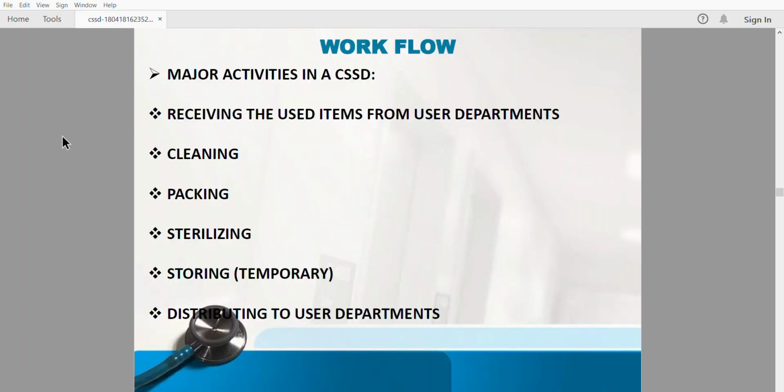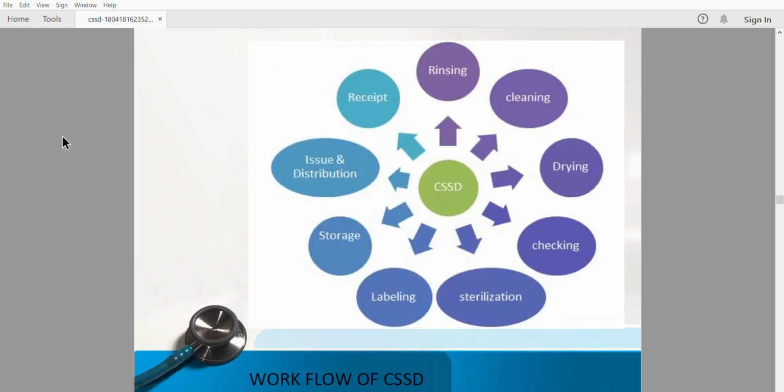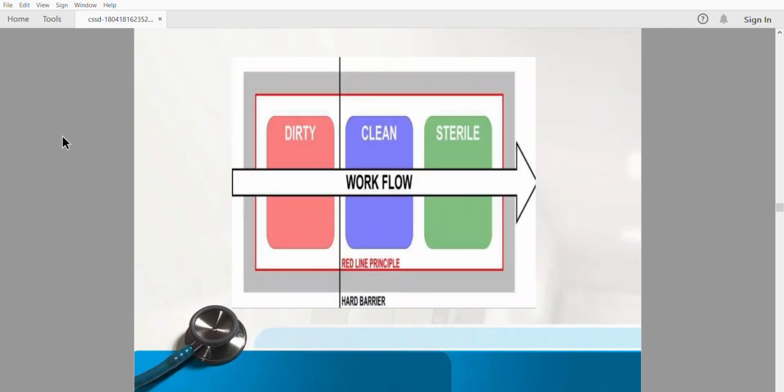Workflow. Major activities in a CSSD: receiving the used items from the user departments, cleaning, packing, sterilizing, storing, and distributing to the user departments. The workflow of CSSD starts from receipt, rinsing, cleaning, drying, checking, sterilization, labeling, storage, issue and distribution. As I told, it is only a one-way flow from dirty to clean to sterile, and there is a red line principle that it flows in one direction, with a strict barrier between these.